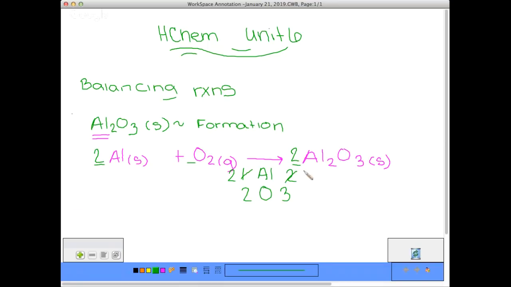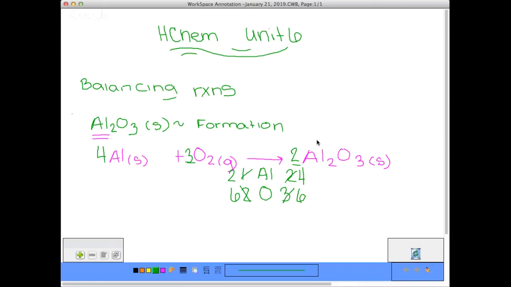Notice that that changes my number of aluminum, and it changes the number of oxygen. And then over here, I want a 3. Now my oxygens are balanced. I just need to go back one more time and change my aluminum. So now what I see is that aluminum, I don't want 2, I actually want 4. And so there is a balanced chemical reaction for the formation reaction of aluminum oxide.